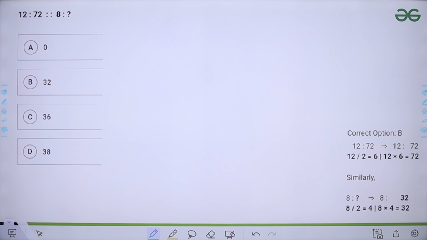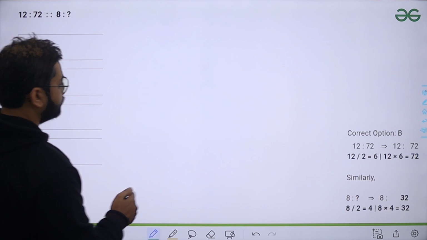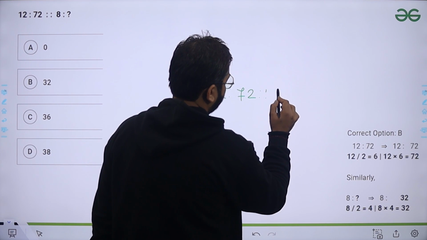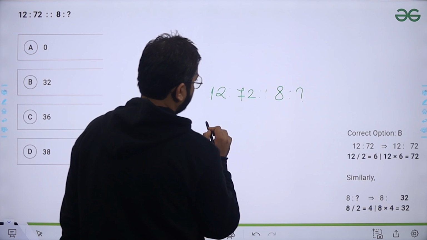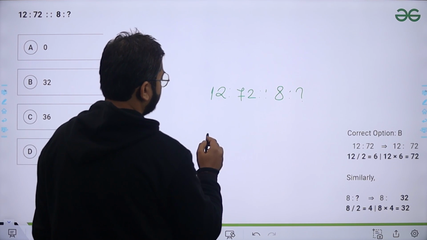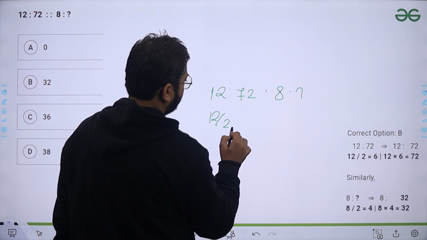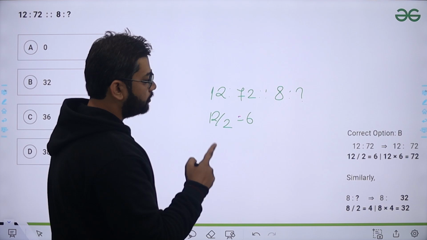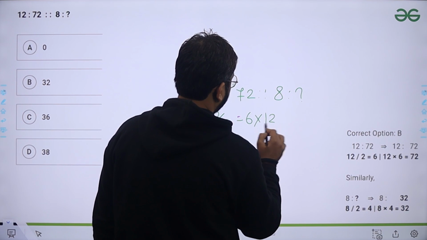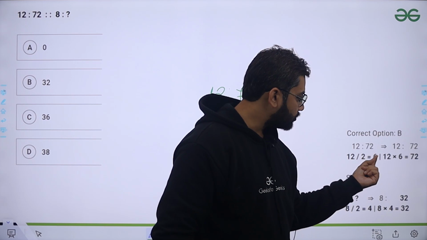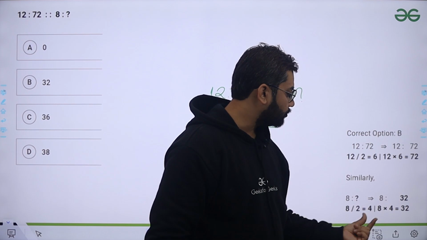7:72 then 8 what? So 7:72, this kind of question is really important. 7:72, 8 what? Okay, so we can write it as 7, okay. So this one is 7, we divide this by 2, which is equal to 6, okay. And 6 into 12, okay. Relation, can you see the relation? First we have found the 6. Now 6 is to 12, that is 72.